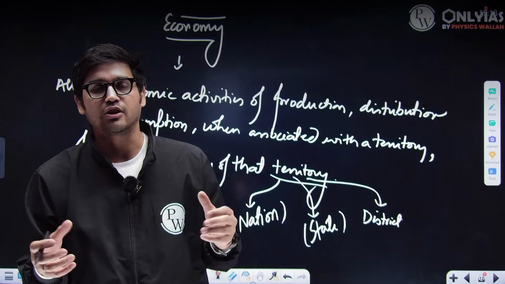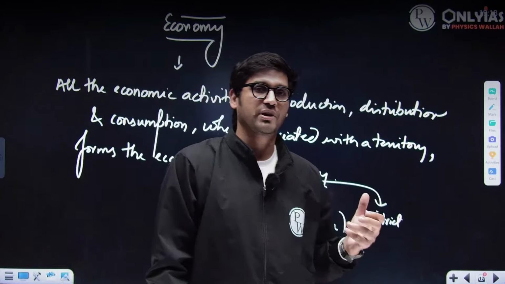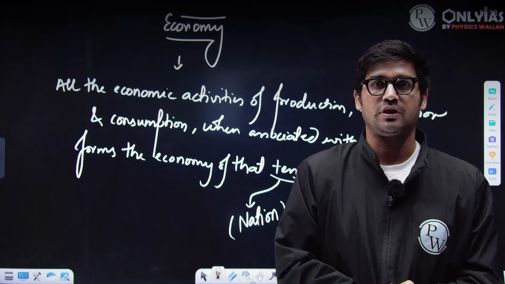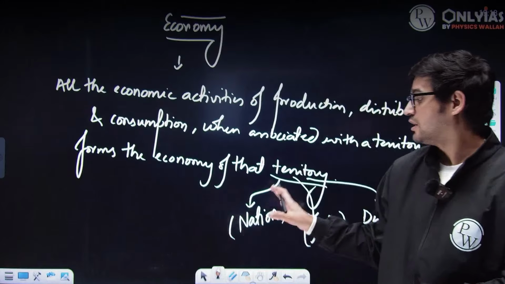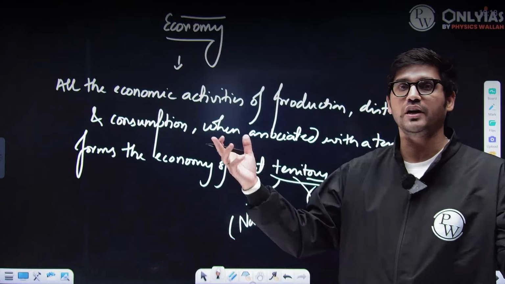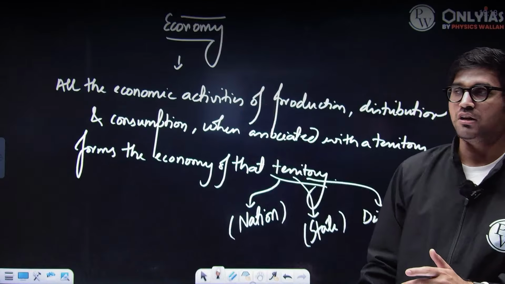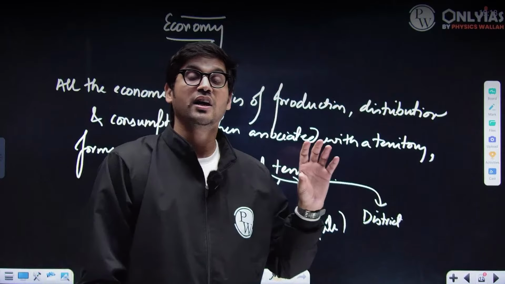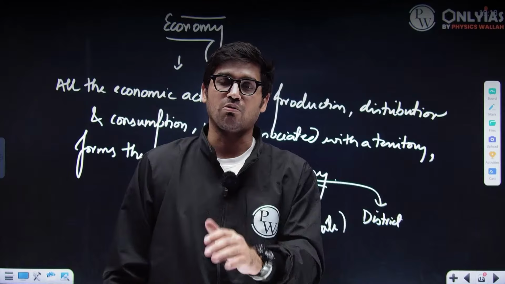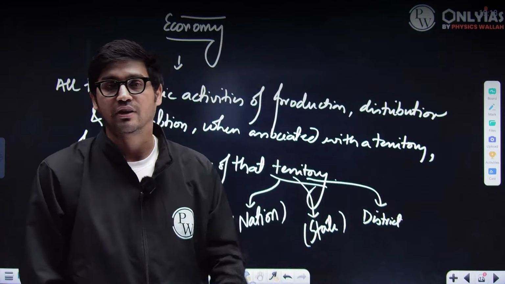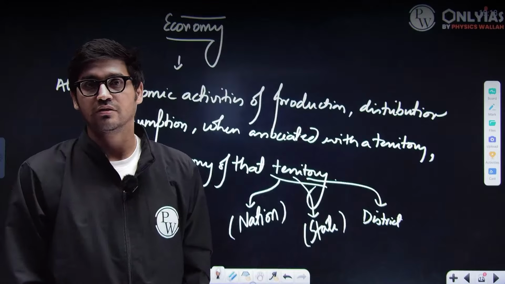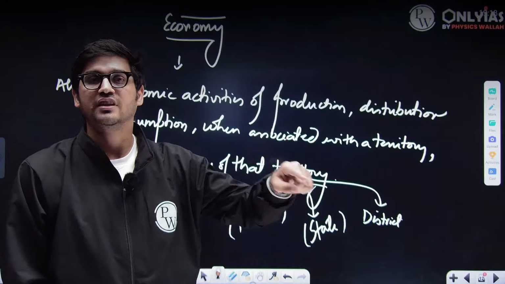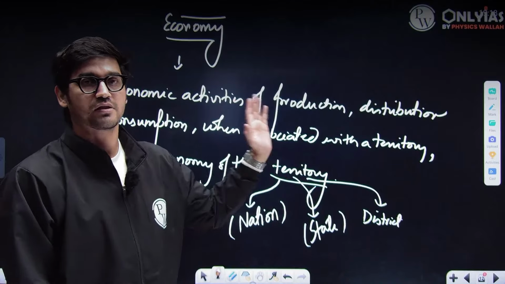Economy is simply defined as all the economic activities of production, consumption and distribution associated with a specific territory. This territory does not necessarily have to be the nation. It could be the entire world. We can talk about world economy. We can talk about USA's economy. We can talk about India's economy, Pakistan's economy, Bangladesh's economy for that matter. We can talk about rural Indian economy, urban Indian economy. We can talk about economy of Delhi. We can talk about economy of Maharashtra. All of this is nothing. It is just these economic activities happening within a specific territory. Is this clear?